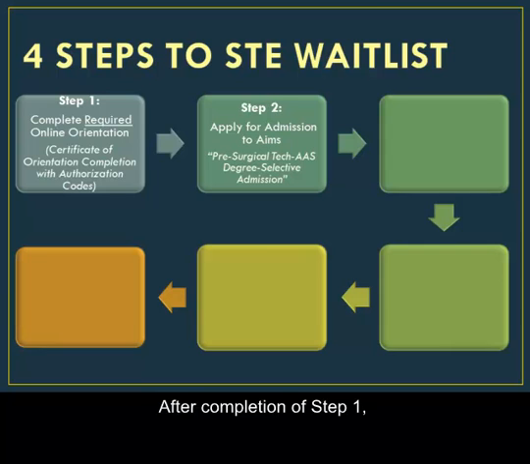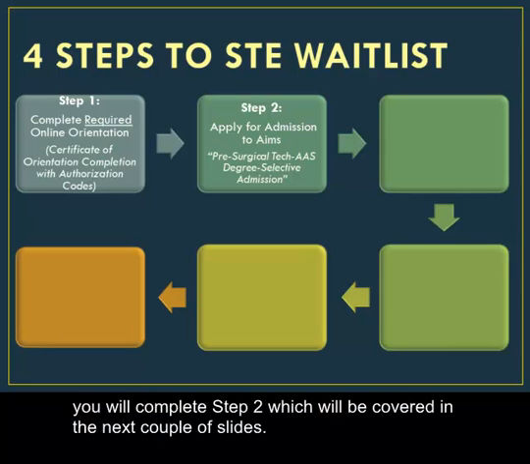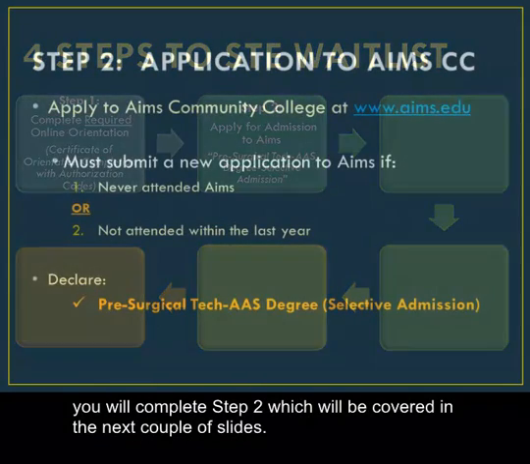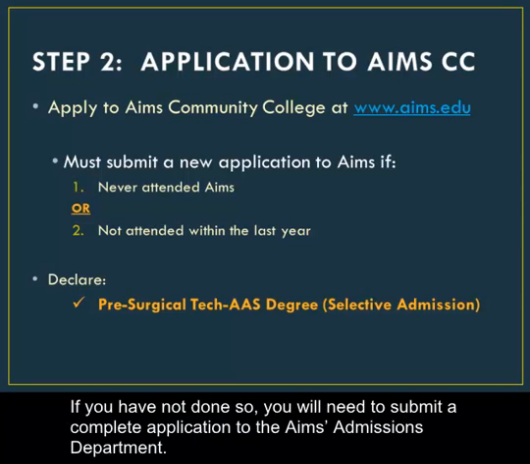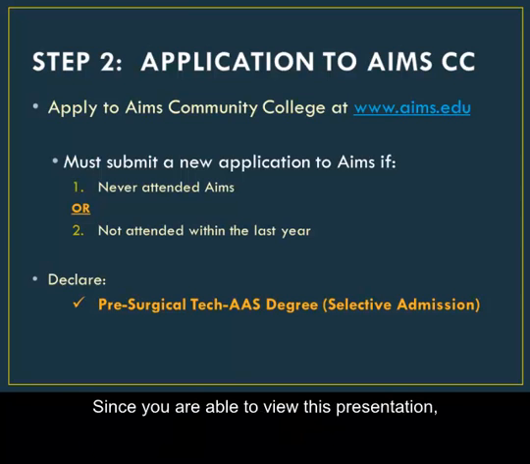After completion of Step 1, viewing the surgical technology online orientation, you will complete Step 2, which will be covered in the next couple of slides. If you have not done so, you will need to submit a complete application to the Ames Admissions Department. Since you were able to view this presentation, you have likely completed this step already.